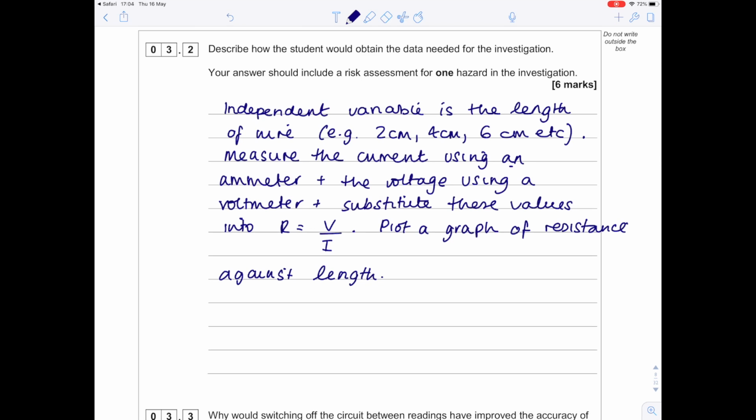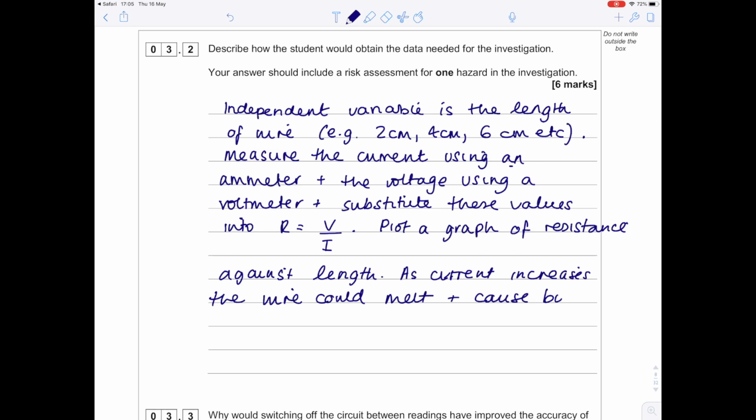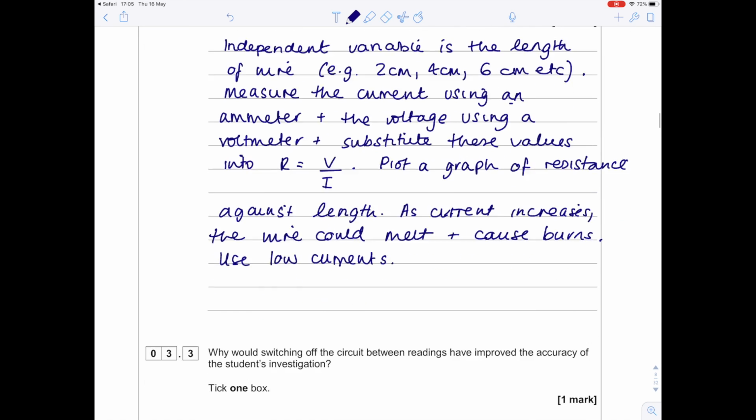So we've said lots of methodology marks. Now let's look at a hazard. Well, it will probably get quite hot as the resistance increases. So that could cause the wire to melt. So as current increases, the wire could melt and cause burns. So to prevent this, we want to use low currents, but don't worry too much. We've said hundreds of marks here, really.